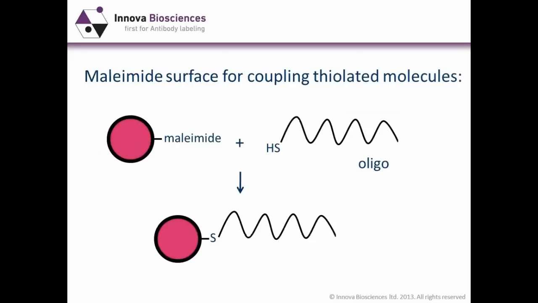Okay, so what we've done with this Innova coat surface is to attach other useful functional groups. So we have a maleimide surface, which can be used, for example, for attaching thiolated oligonucleotides to give this product. And of course, because the oligo is attached to a surface which is irreversibly bound to the gold, this too is now irreversibly bound. It's not going to dissociate.